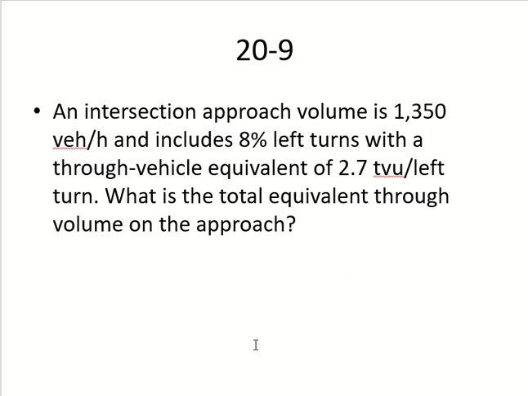We have a volume of 1350. Out of this, 8% are left turnings, and the factor for left turning in this example is 2.7. They are asking for total equivalent volume. Meaning what? In this 1350, they did what? Through plus left. Add them together, which is not accurate.